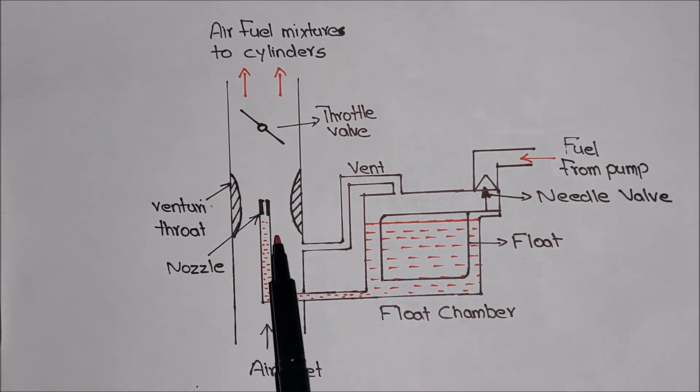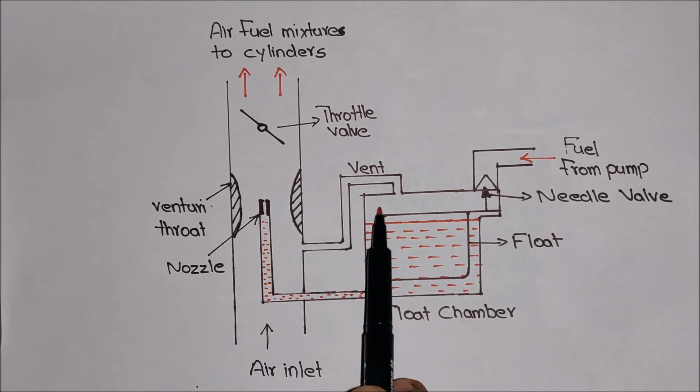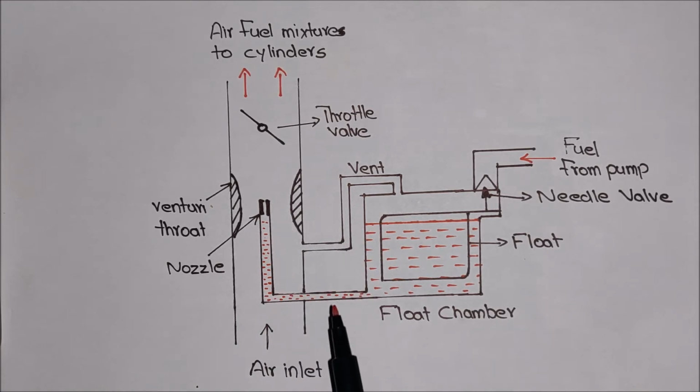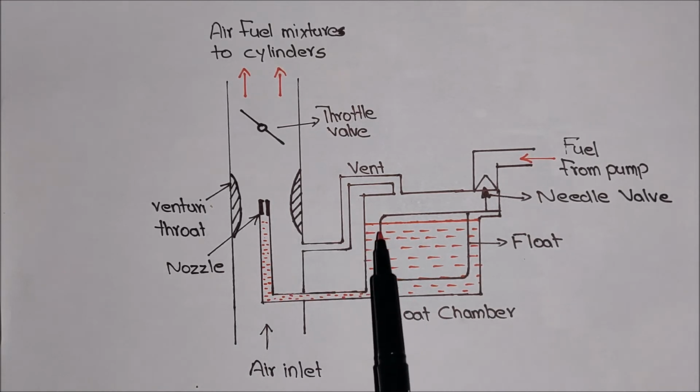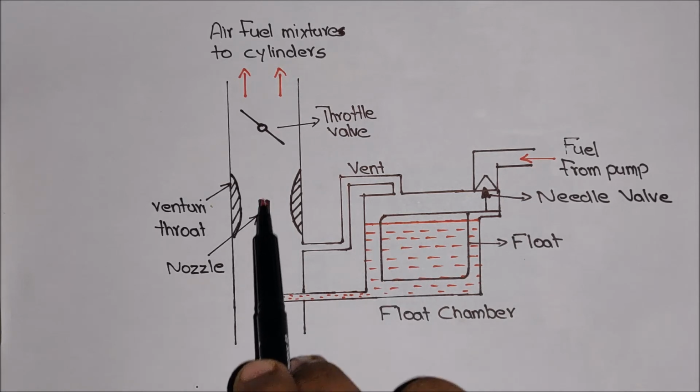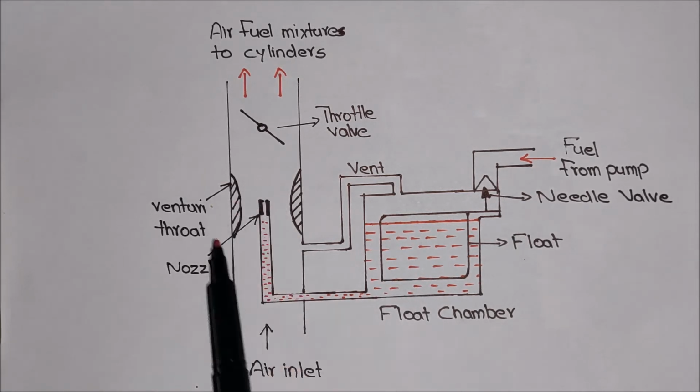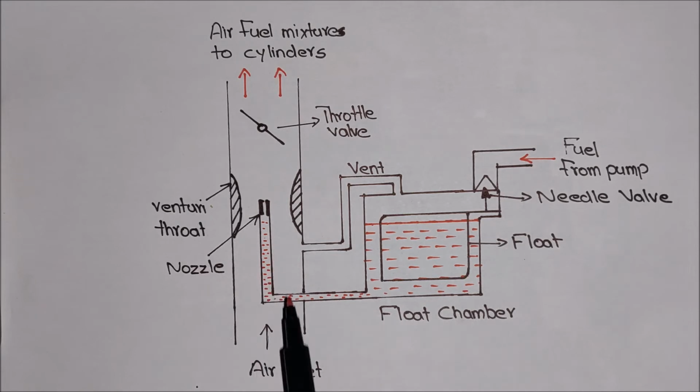Now, because the pressure in the float chamber is atmospheric and at the surrounding of the nozzle is below atmospheric, a pressure differential is created which is known as carburetor depression, so that the fuel will flow through the pipe and mix with the air. So this is how the mixing of fuel is done in a carburetor.